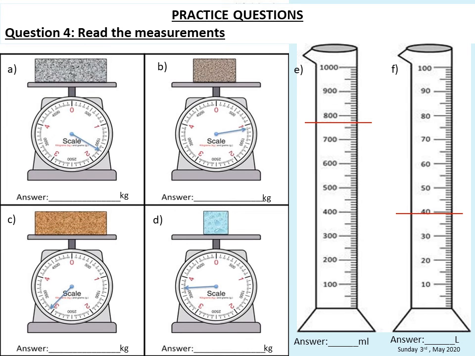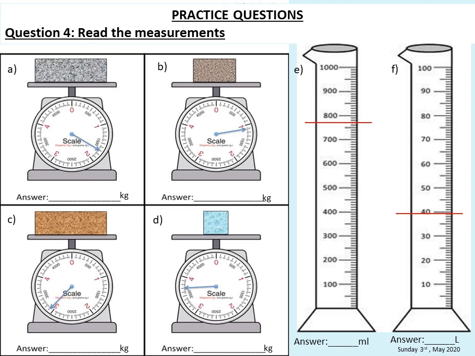And finally, here you have to write the measurements that you can see. So check the scale and write your answer in kilograms only. Okay, so don't write 1 gram 5 kilograms. No, that means all your answers must be in something point something kilograms. Okay, in kilograms only.